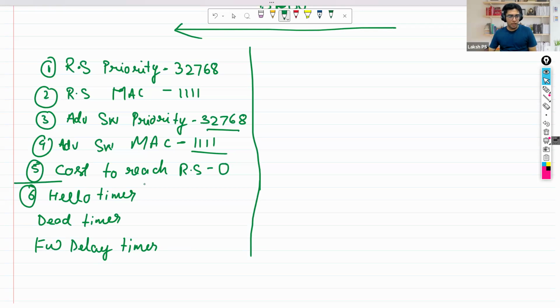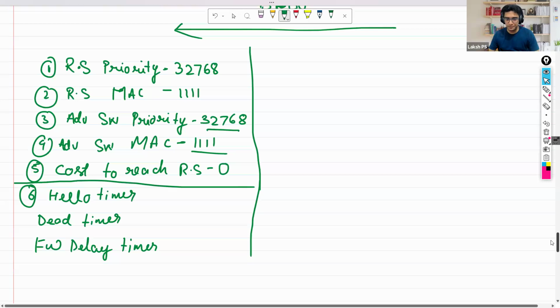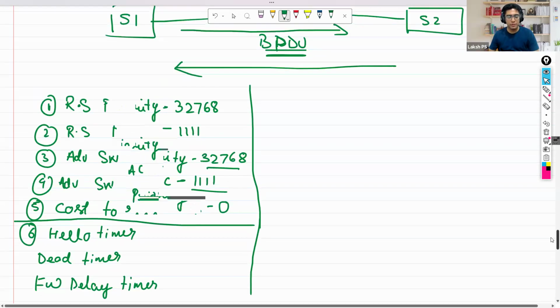But these 5 things are very important. These 5 things, along with the 6th thing, also go in the BPDU. But the first 5 for now to understand is important. So in an interview, if someone asks you what is the information present in the BPDU, you're supposed to say all these 6 things, but for an understanding purpose, I'm explaining only the first 5 for now.